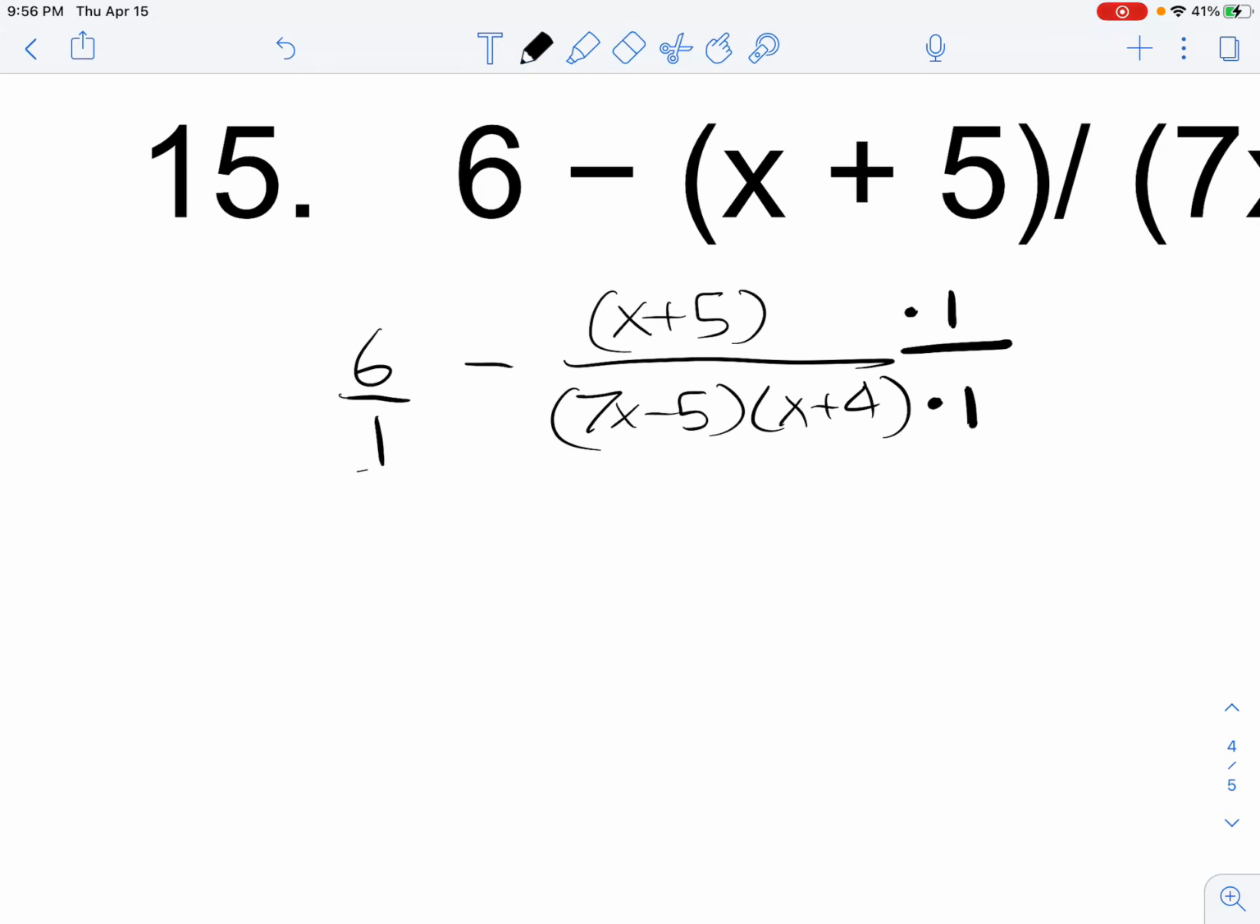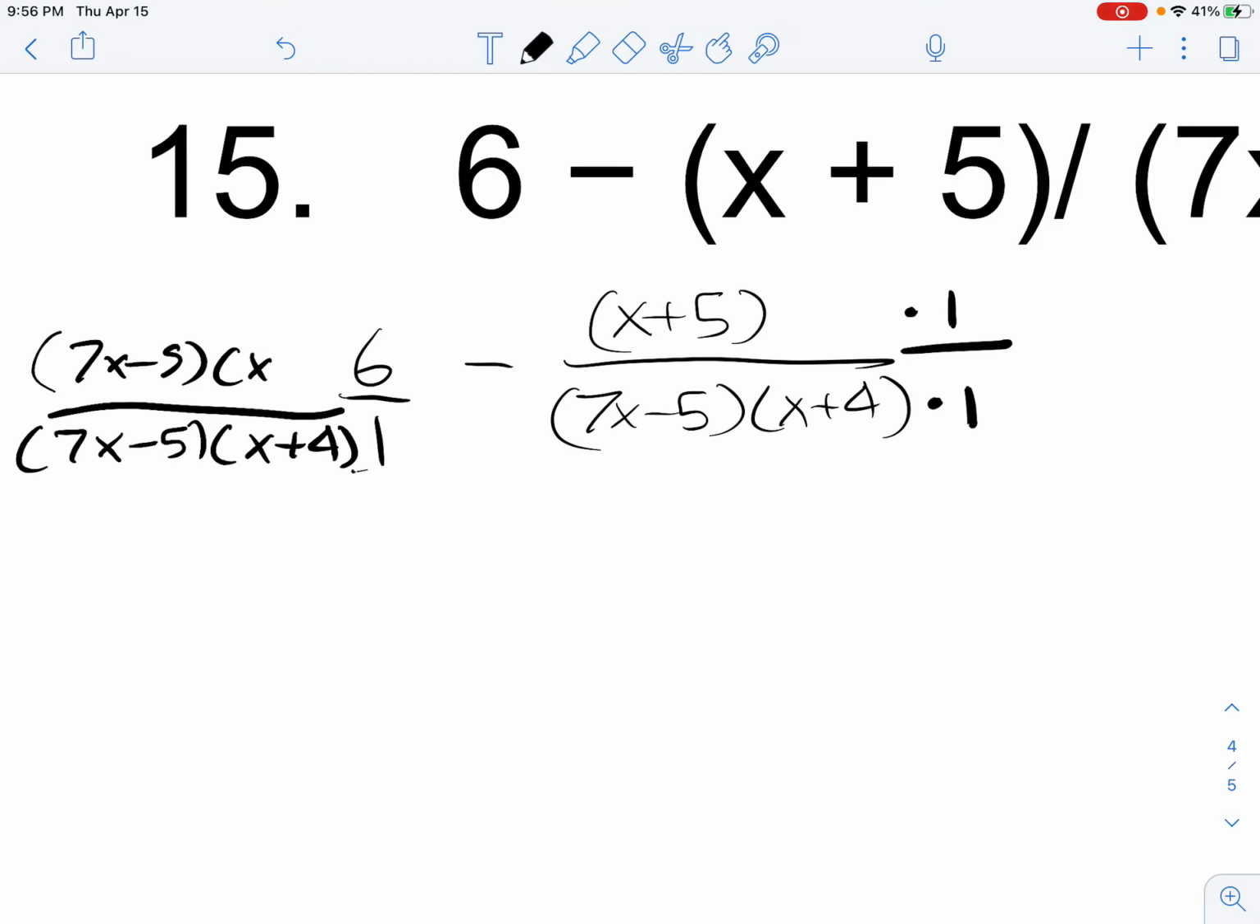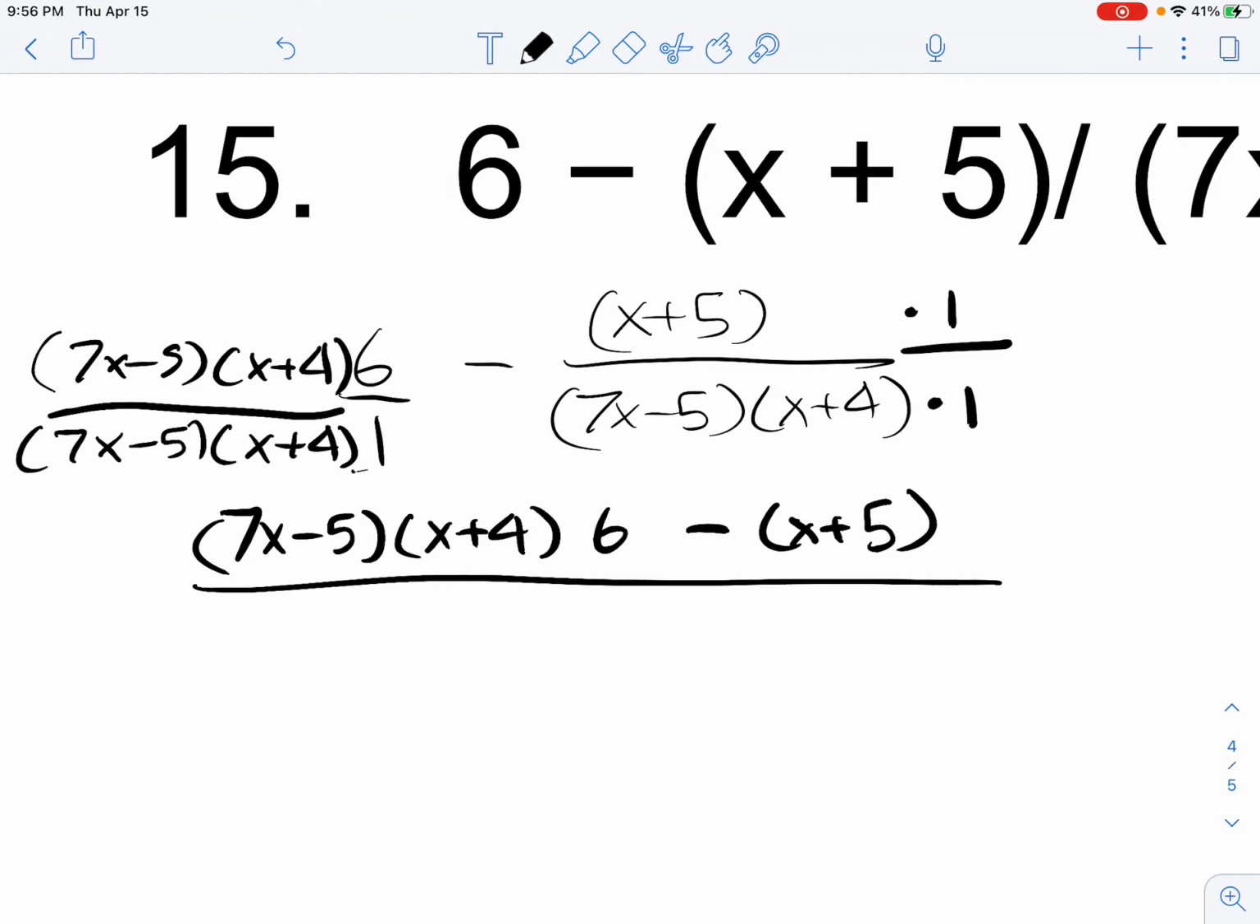Now, for this side, the opposing denominator is 7x minus 5 times x plus 4. So I got to multiply that top and bottom, plus 4. Now, our conclusion is 7x minus 5 times x plus 4 times 6 minus x plus 5 all over 7x minus 5 times x plus 4.